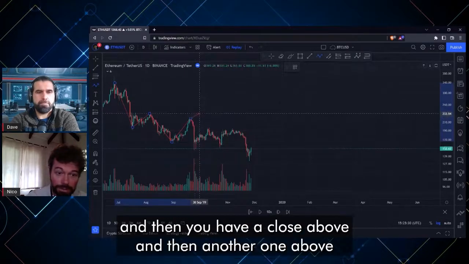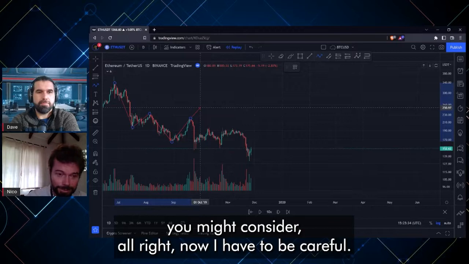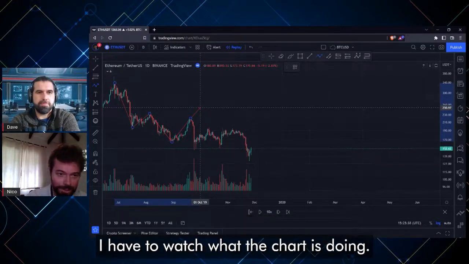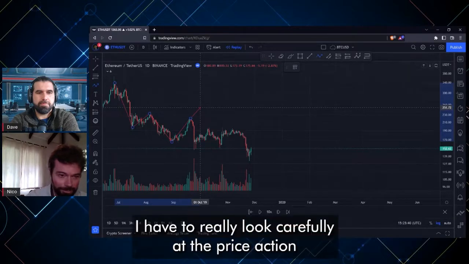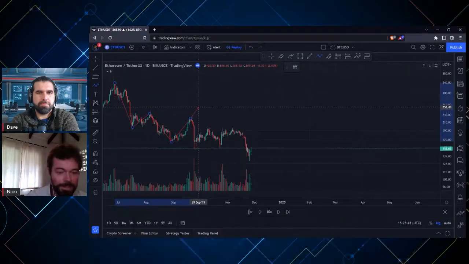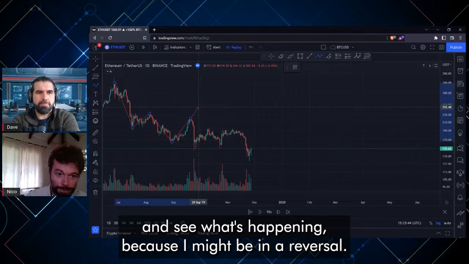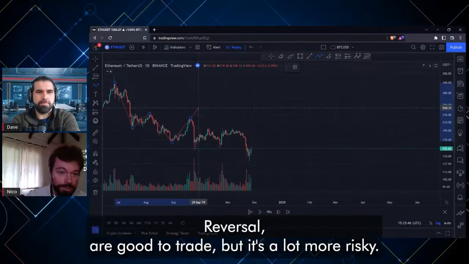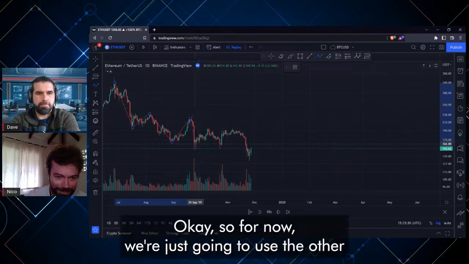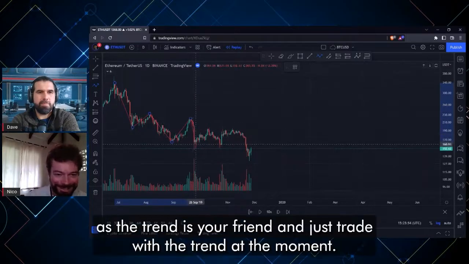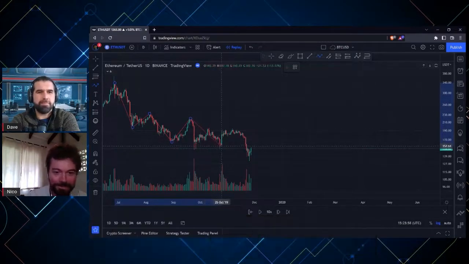If you arrive here and then you have a close above and then another one above, you might consider, all right, now I have to be careful. I have to watch what the chart is doing. I have to look carefully at the price action and see what's happening, because I might be in a reversal. Reversals are good to trade, but it's a lot more risky. So for now we're just going to use the adage, the trend is your friend, and just trade with the trend at the moment.